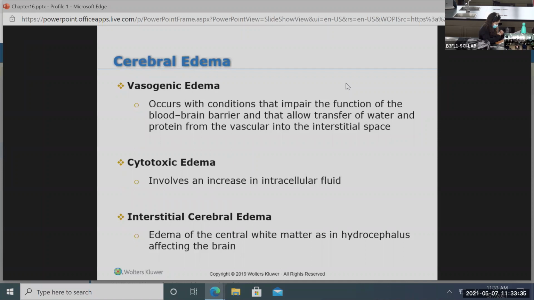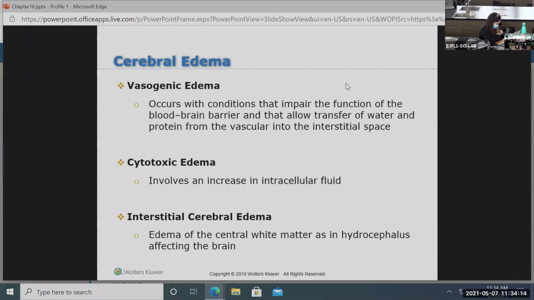Cerebral edema, highlight. There are different types. One we call vasogenic. Number two is cytotoxic. Vasogenic occurs with conditions that impair the function of the blood-brain barrier and allow the transfer of water and protein from the vascular compartment into the interstitial space.